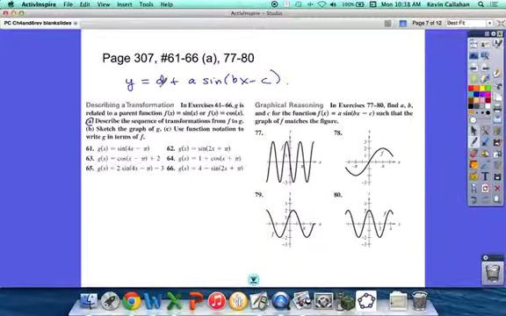Okay, so how could I tell what the A is? By looking at one of these graphs. How far above the middle and below the middle is this graph going? It's going up and down. Yeah, 3. So the A is 3.